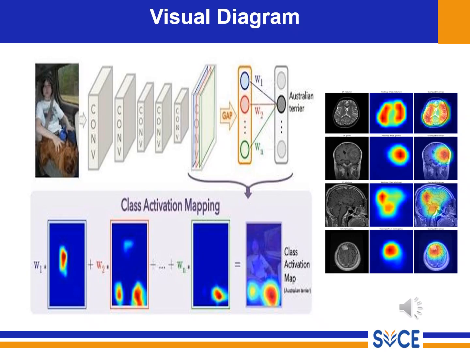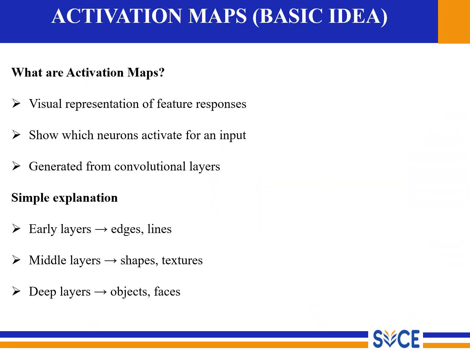This is the visual diagram. Now, activation maps. Activation maps are visual representations of how neurons respond to an input image. They show which part of the image activates certain neurons in the network. These maps are usually generated from convolutional layers in a CNN.